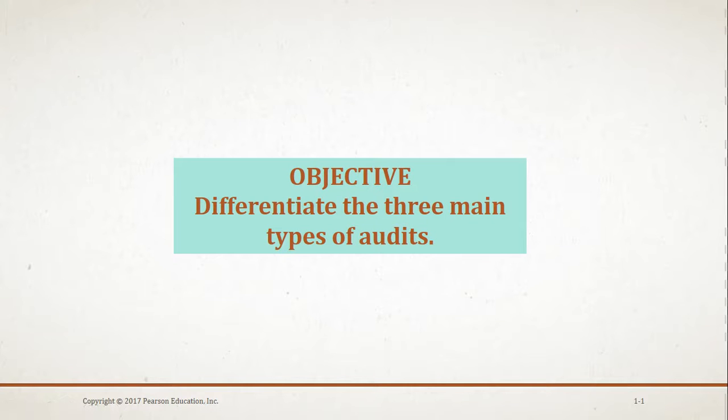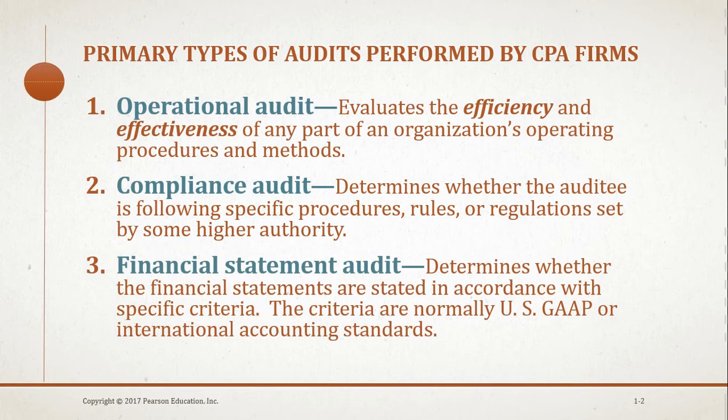The purpose of this short video is to differentiate between the three types of audits. First, what we have here is an operational audit, and its main purpose is to evaluate the efficiency and effectiveness of an organization. To further this, operational audits focus on the review and assessment of business processes.